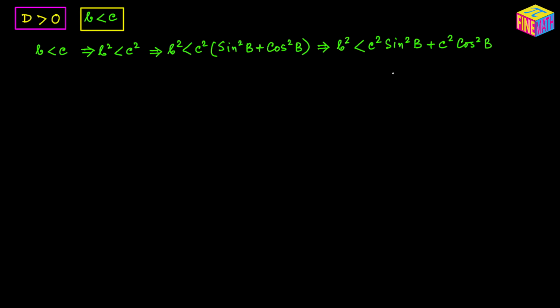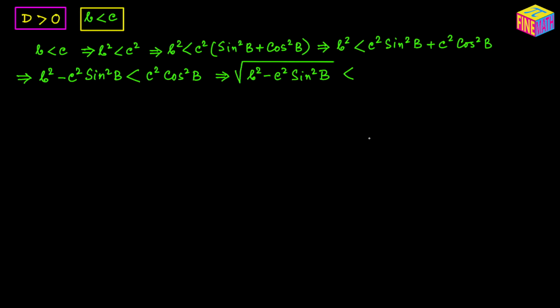And then if we bring the c squared times sine squared of b onto the left hand side, we get b squared minus c squared times sine squared of b is less than c squared times cosine squared of b. And then if we take the square root on both sides, on the left hand side we get the square root of b squared minus c squared times sine squared of b is less than the square root of c squared times cosine squared of b, which can be written as c times cosine of b. So now you see the quantity inside the square root is actually less than c times cosine of b. So now what would be the value of a then? Well, we know a's value is like this: c times cosine of b plus or minus this square root quantity.